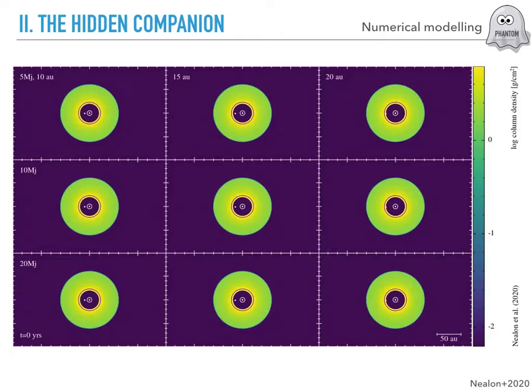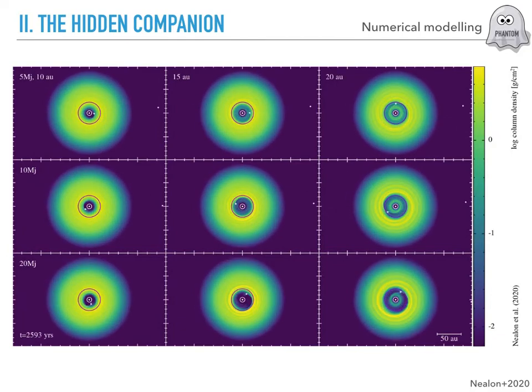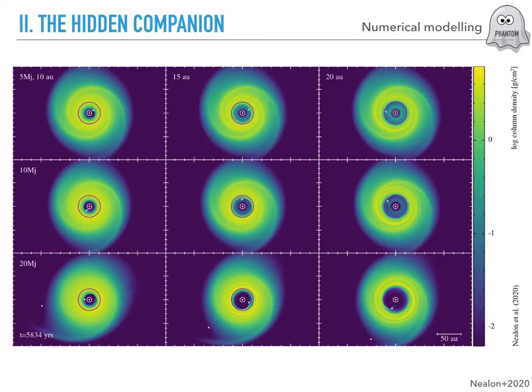To do so, we conduct a suite of numerical simulations using the 3D hydrodynamic code Phantom. So here's a representation of our simulations where we consider 9 different combinations of planet masses and locations, with 5, 10, and 20 Jupiter masses shown down the page, located at either 10, 15, or 20 AU, shown across the page, with the planet shown as a white dot in each panel, and the yellow-green color representing the column density of the gas disk.